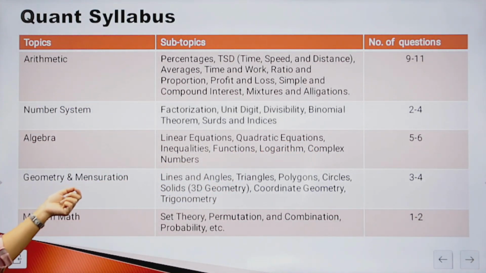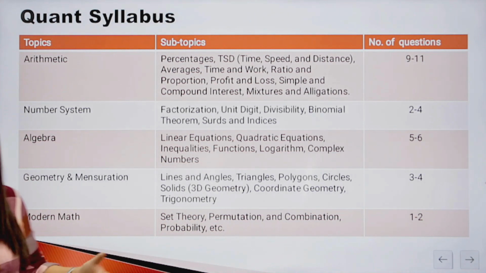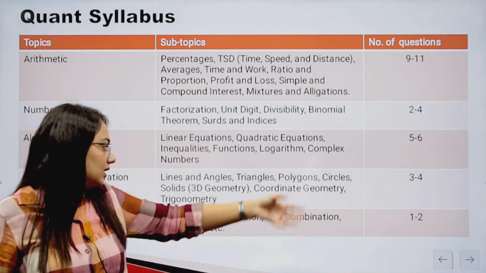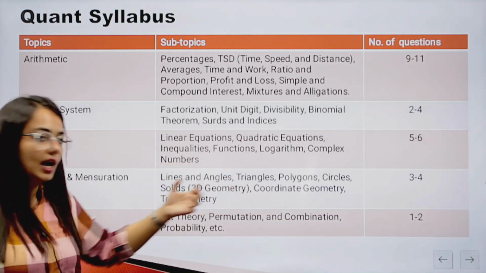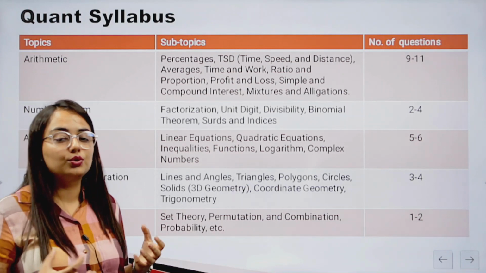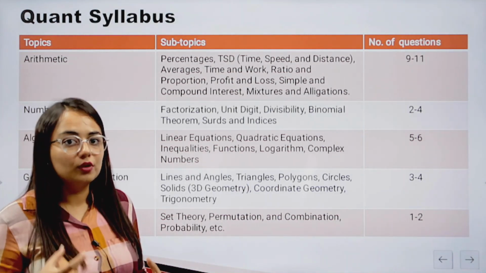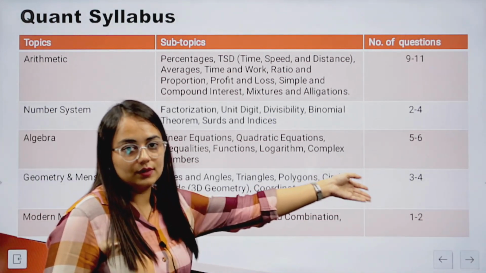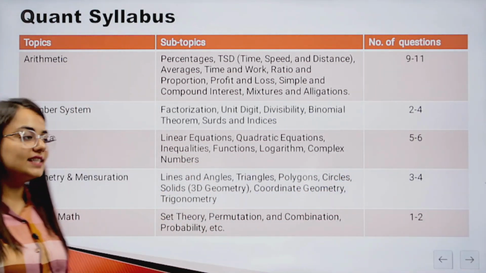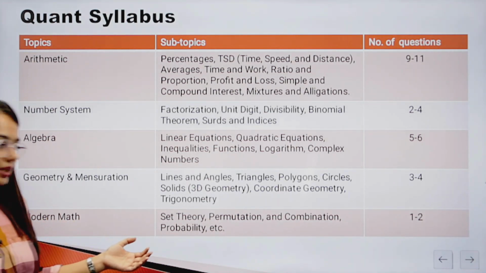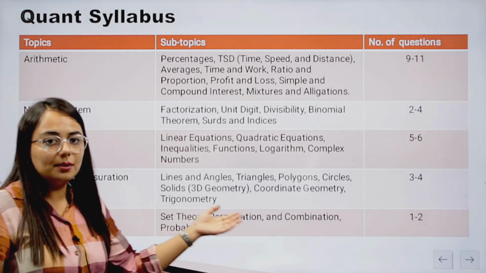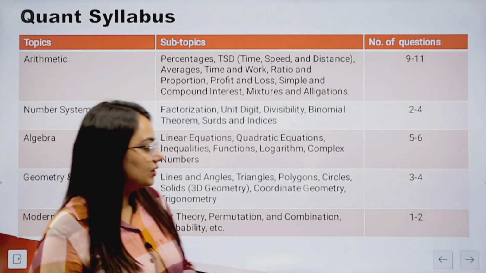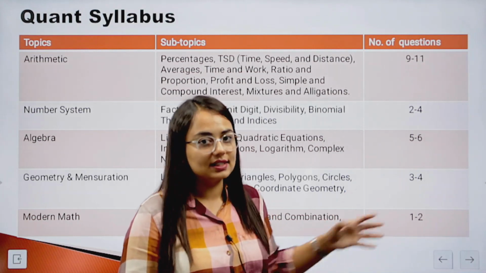Next is geometry and mensuration, where you can get questions on lines and angles, triangles, polygons, circles, solids, coordinate geometry and trigonometry. You can be asked to find out the area or volume of a certain shape that is given to you. So there were 3 to 4 questions from this area alone. The last section is modern math, where you can get questions from set theory, permutation and combination, and probability. So there were just 1 to 2 questions from this last section.